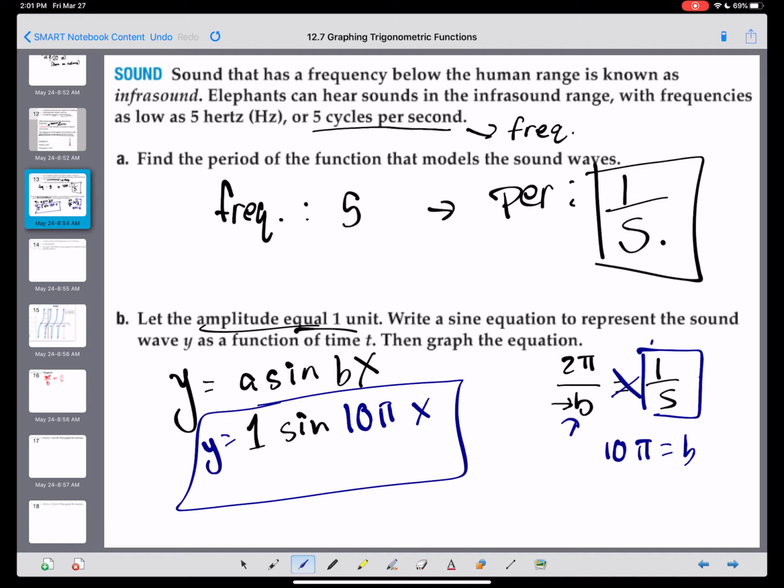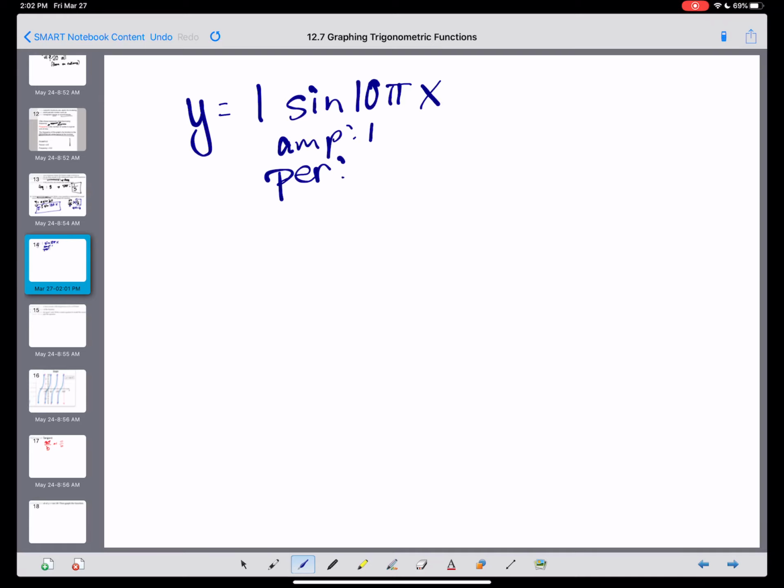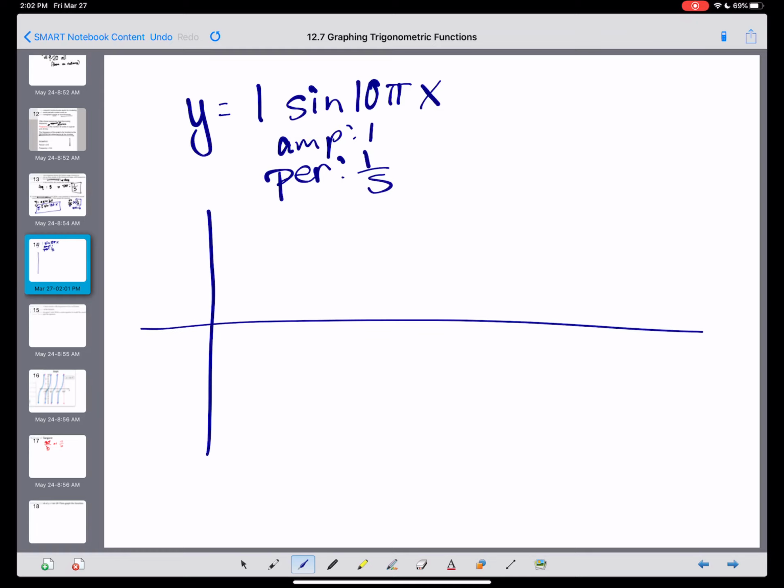All right, I want to graph that. So y equals 1 sine of 10 pi x. I already know my amplitude is 1. I know my period was what? 1/5. So start at 0, 1, 0, -1, 0. Remember, throw 1/5 down at the end.